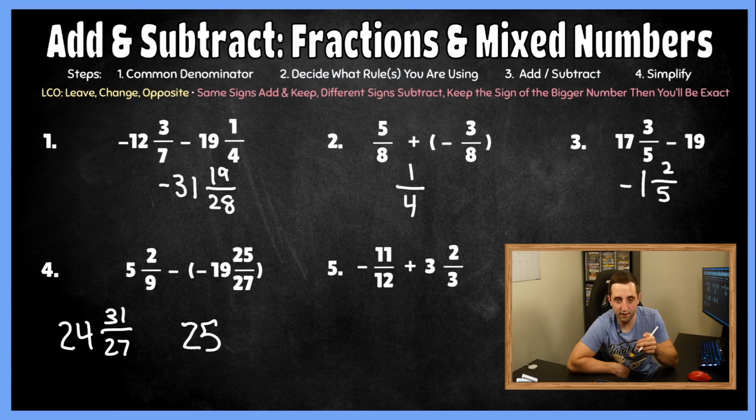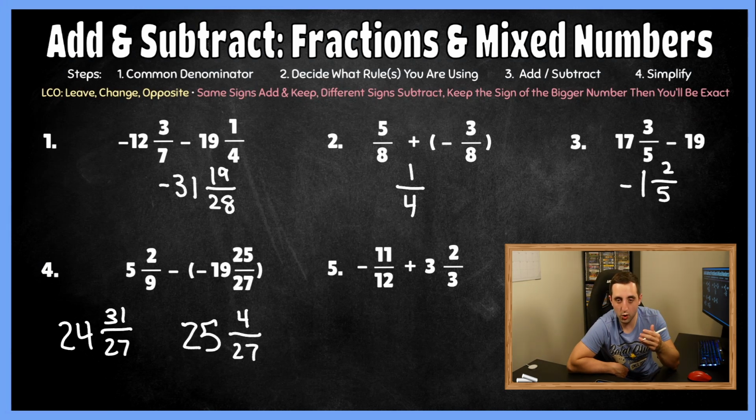And since 27 fits into 31 once, we want to remove 27 from 31 one time. So what is 31 minus 27? It's going to be 4, and the denominator is going to stay the exact same. And our final answer is going to be 25 and 4/27. And it was same signs. They were both positive. So our final answer is going to be positive 25 and 4/27.